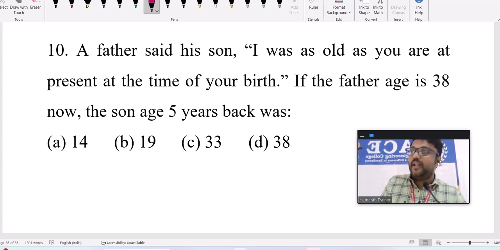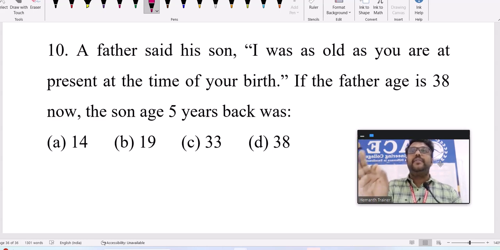But this model: I was as old as you are at present at the time of your birth. The other change that recently happened in Tech Mahindra is that instead of father's age, son's age is given, and you have to calculate father's age. Sometimes they'll give son's age, you need to calculate father's age. One very, very simple idea.